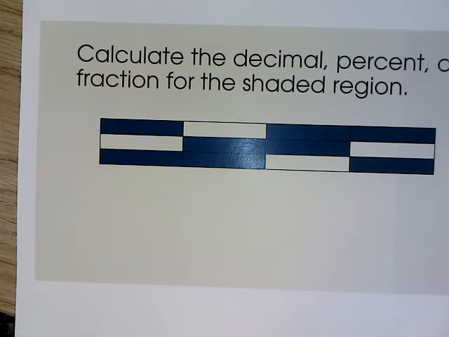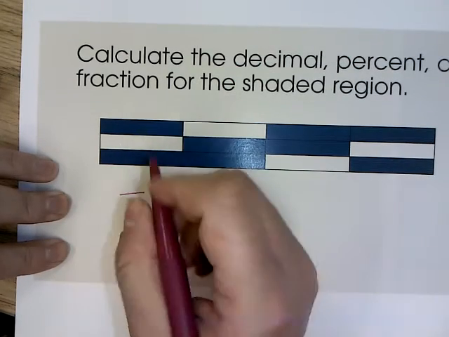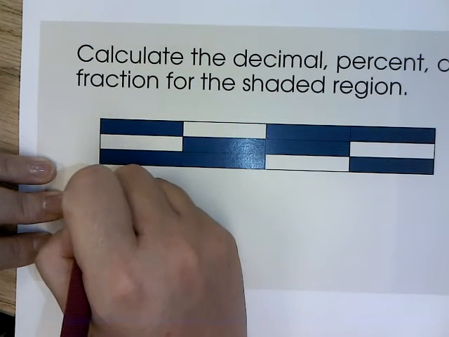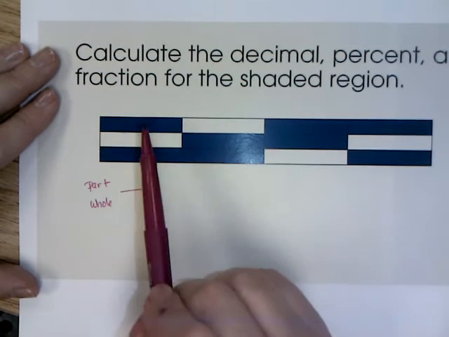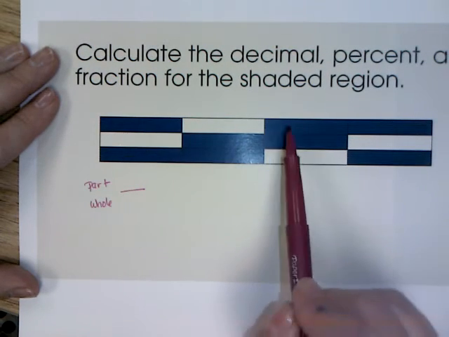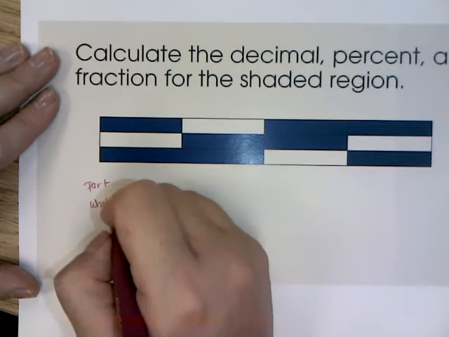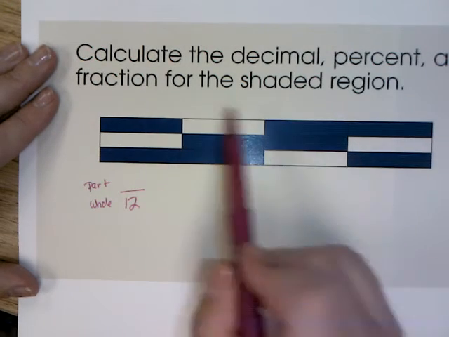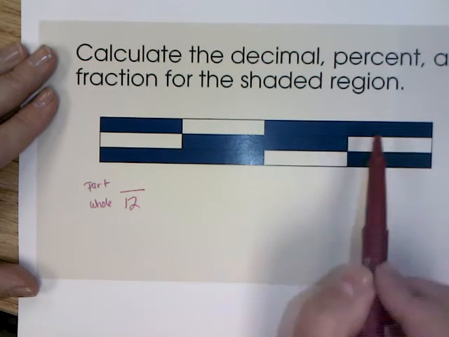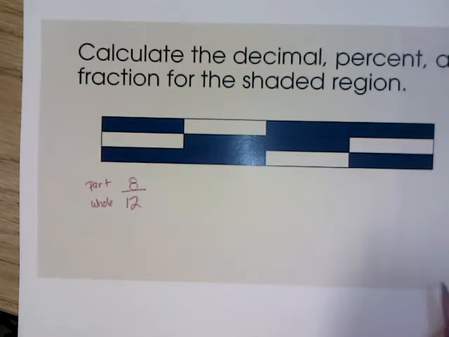And I'm going to calculate the decimal, percent, and fraction for the shaded region. Before I do anything, I know that when I have a fraction, the bottom part of my fraction is part of the whole. So if I look at part of the whole, I have 1, 2, 3, 4, 5, 6, 7, 8, 9, 10, 11, 12 pieces altogether. And out of those 12, I have 1, 2, 3, 4, 5, 6, 7, 8 shaded. So now I need to calculate the decimal, percent, and fraction for that shaded region.